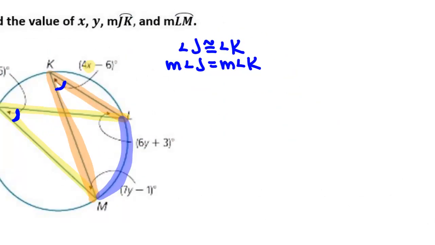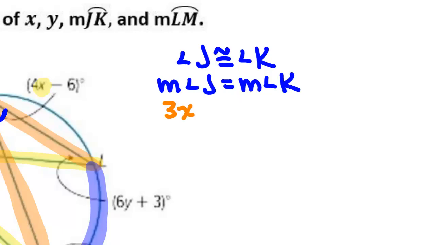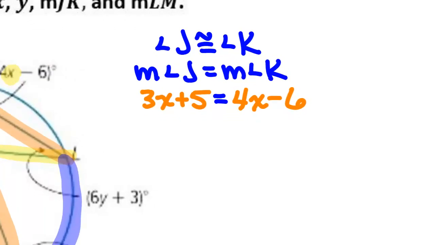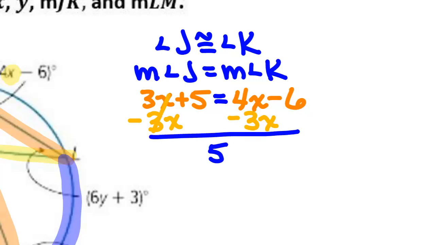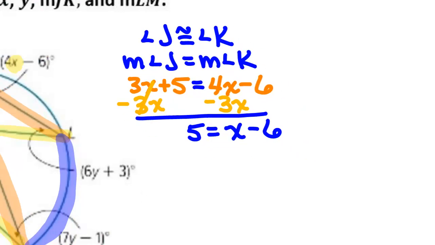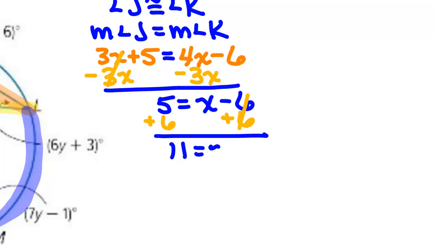Angle J is 3x plus 5. Angle K is 4x minus 6. If I'm going to solve this for x, I need my x's on the same side, so I'm going to subtract 3x from both sides. That gives me 5 equals x minus 6. And then I'm going to add 6 to both sides. So x is how big? X is 11.